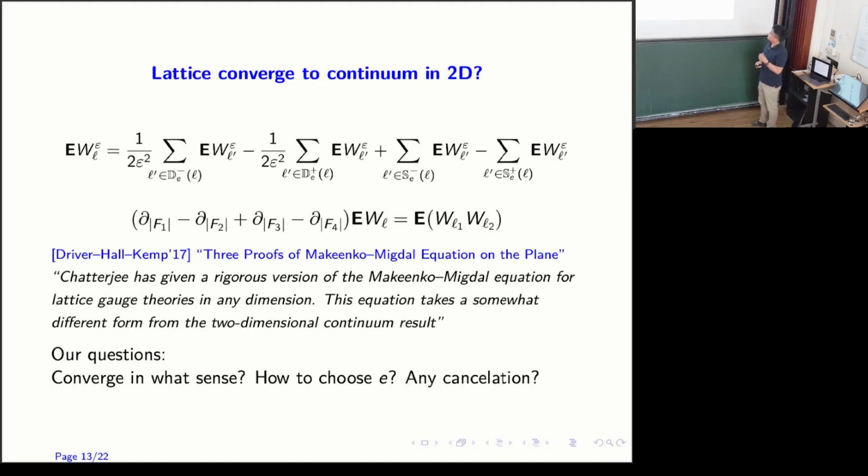Actually this is one of the many proofs for the loop equation of the plane. In the paper they remarked that Chatterjee has a rigorous version of the Makeenko-Migdal equation on the lattice, and this equation takes a somewhat different form from the continuum loop equation. You can obviously see that the two equations are very different, and that's the difficulty. In particular, in the discrete loop equation, you need to fix an edge on the loop, but you don't see this at all in the continuum.